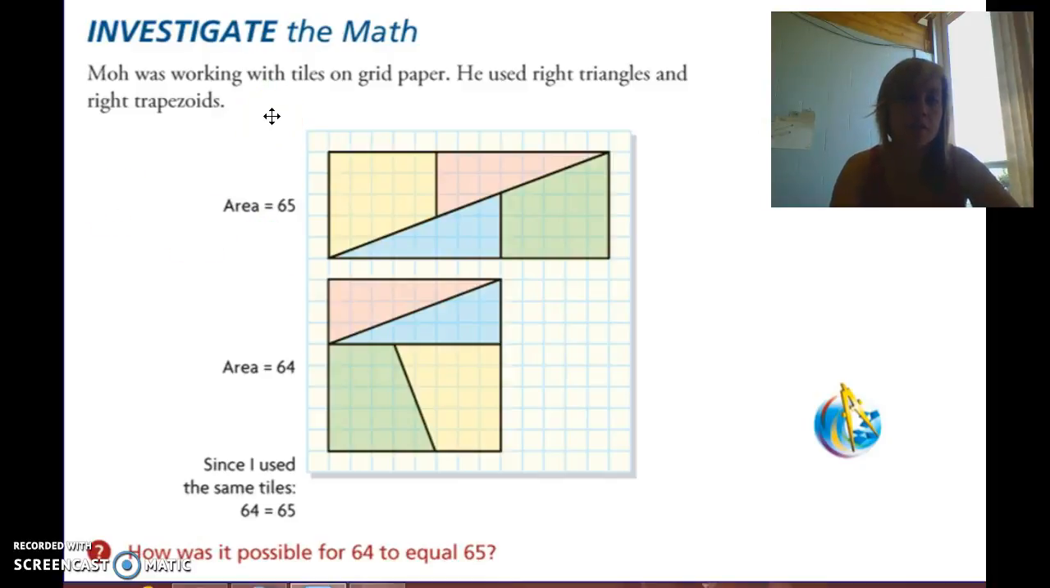Looking at section 1.5, we'll start with an investigation. Mo was working with tiles on grid paper. He used right triangles and right trapezoids. So here are his shapes right here.